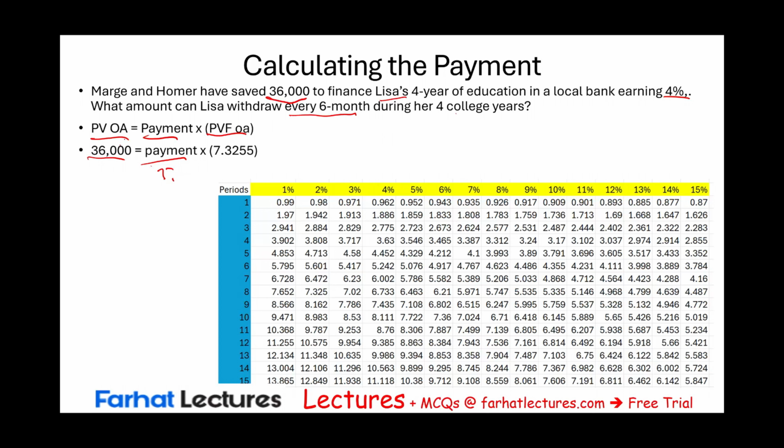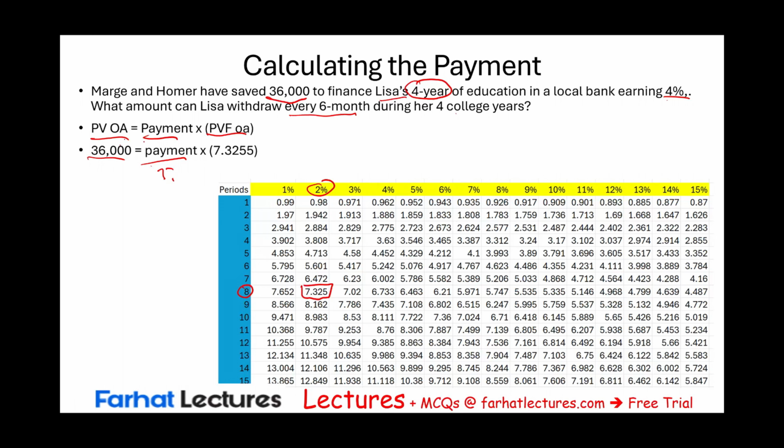The period here is 4 years, but it's semi-annual. Therefore, the period is 8. Now, the 4% is semi-annual. Therefore, the 4% is 2%. You have to be careful. Remember when we talked about simple interest and compound interest. Therefore, the present value annuity factor is 7.325.